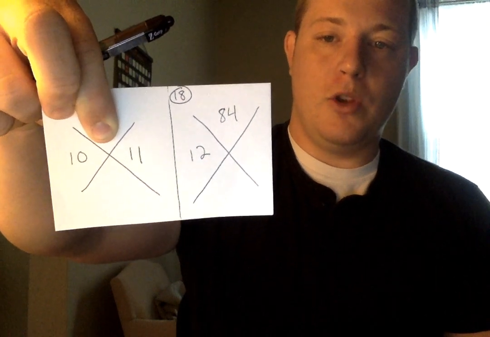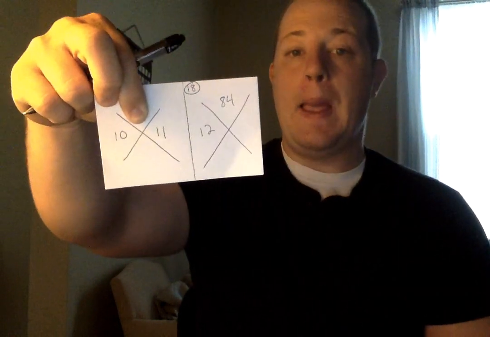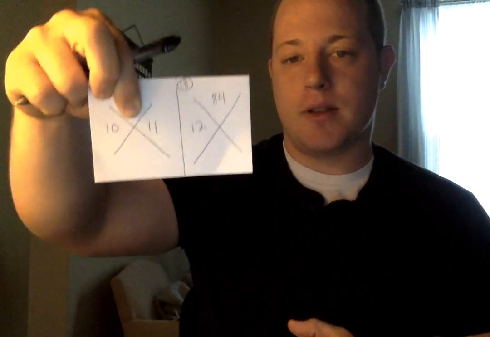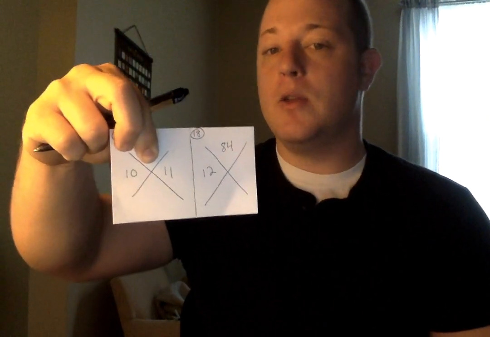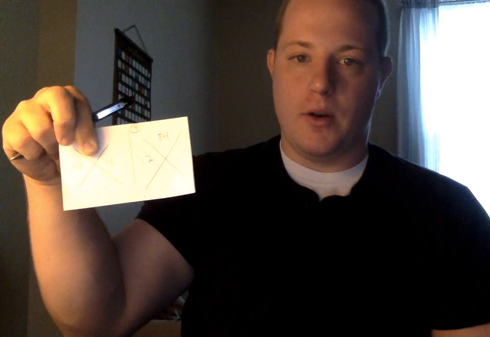The two numbers on the sides of the x, when you multiply them together, you get the product. Product goes on the top. When you add them together, you get the sum. Sum is going to go on the bottom.